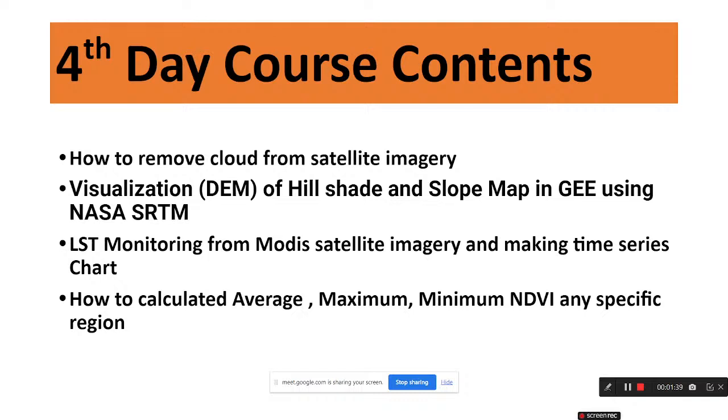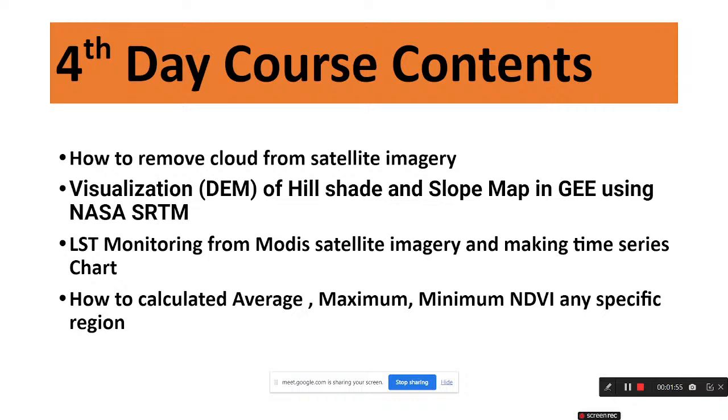Then how to calculate the average, maximum, and minimum NDVI in a specific region. Suppose Dhaka city, you want to calculate the average NDVI of Dhaka city. What is the maximum NDVI of Dhaka city? What is the minimum NDVI of Dhaka city? How can you easily calculate it?